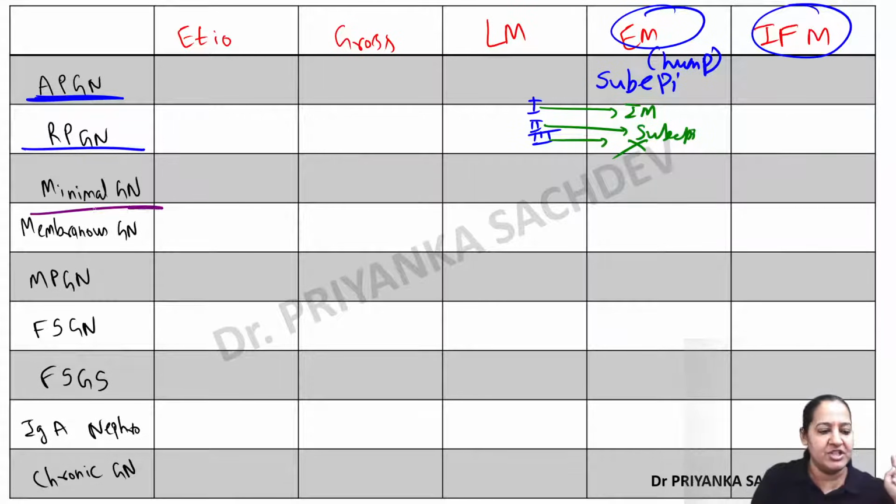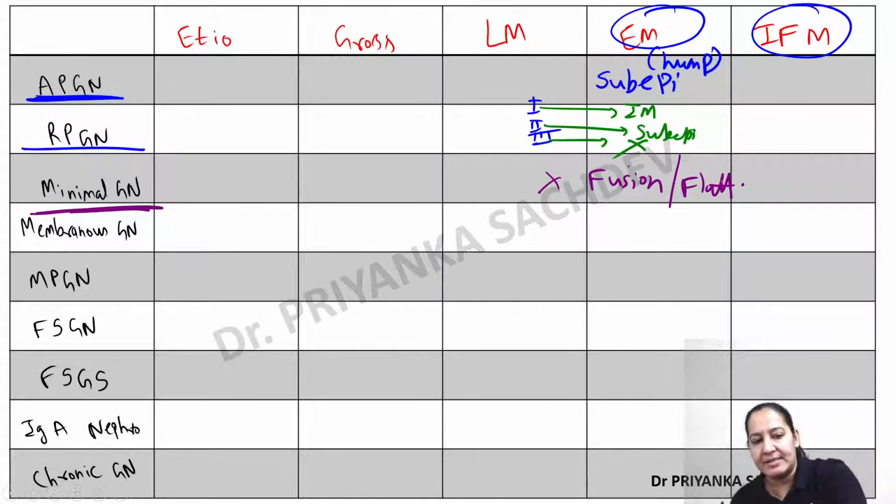The third one, minimal change. Who will tell me the summary of minimal change? In minimal change, there are no deposits, but there is fusion, a fusion of the podocytes or flattening of the podocyte. Fusion or flattening of the podocyte. Absolutely right, Siddhika. Yes, right.